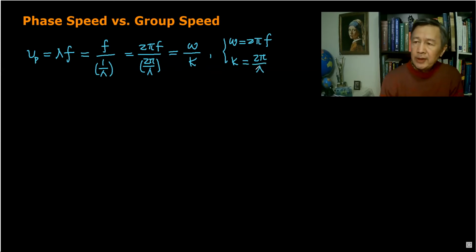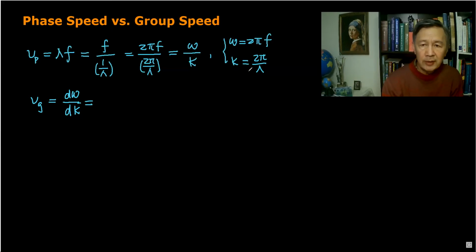What is the group speed of a wave? The group speed of a wave refers to the speed of a certain motion in the superimposed wave from many different sine waves. By definition, the group speed is equal to the first derivative of omega with respect to k. So that is why I rewrite this formula in terms of omega and k.